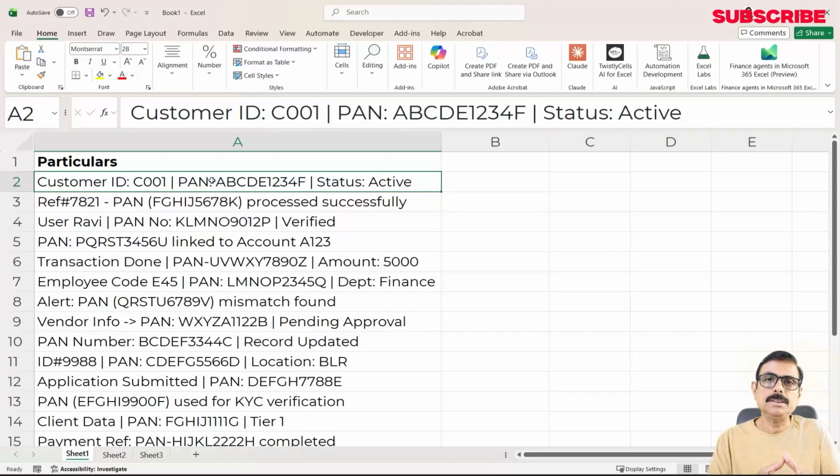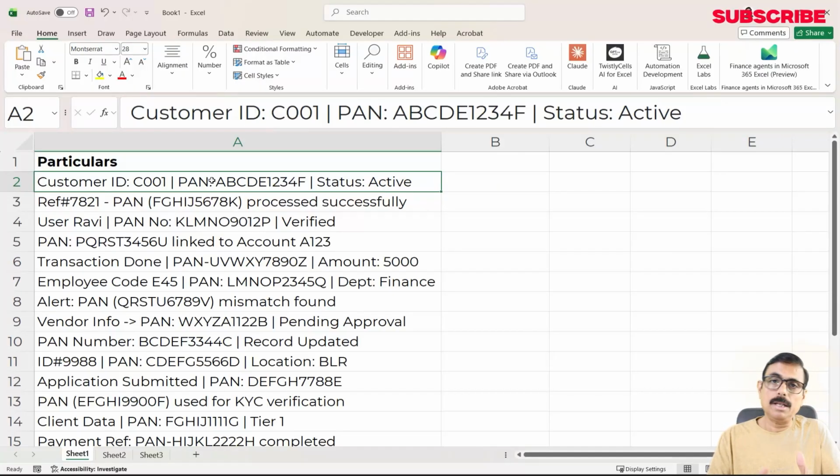Here the PAN number is kept in separate places, not in a single place. I can't use text to columns. I mean, using flash fill also is not that easy sometimes. And I need to extract only the PAN number out with a single formula. I don't want to write so many formulas. That is the ask. So how to deal with it?